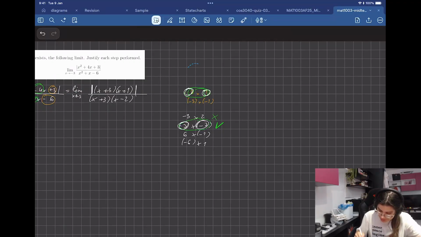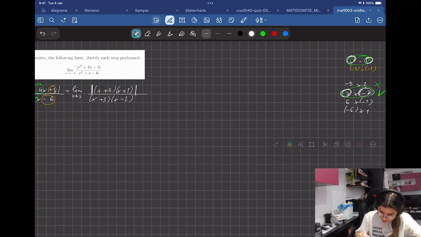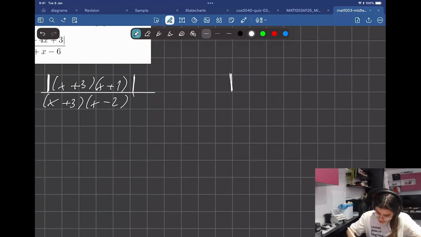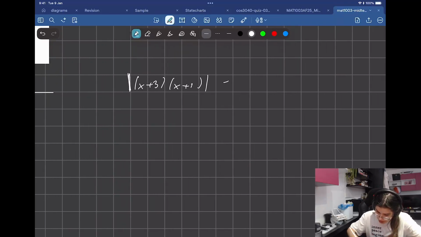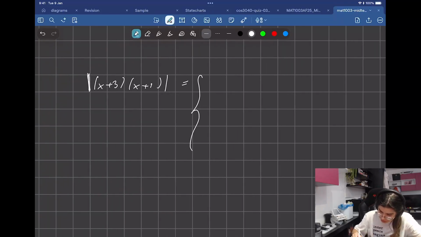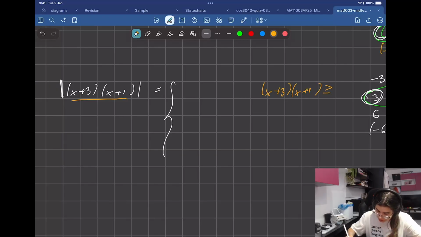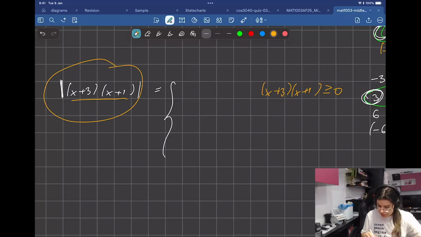What was the scheme with the modulus? Let's just go over it once again. When I have a modulus of something, there are two options. If the original expression inside was positive or 0, so if x plus 3 times x plus 1 is already greater than or equal to 0, then the result of the modulus would be this same expression, completely the same, right? So it would be x plus 3 times x plus 1, okay?